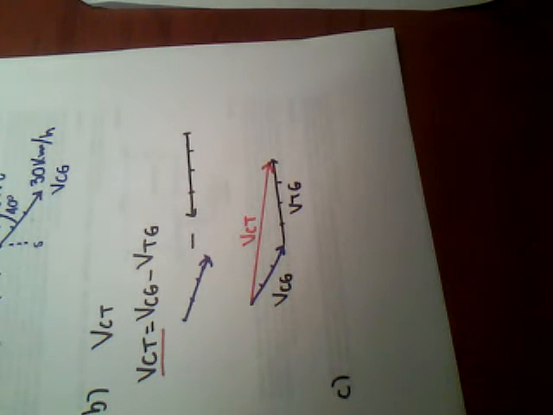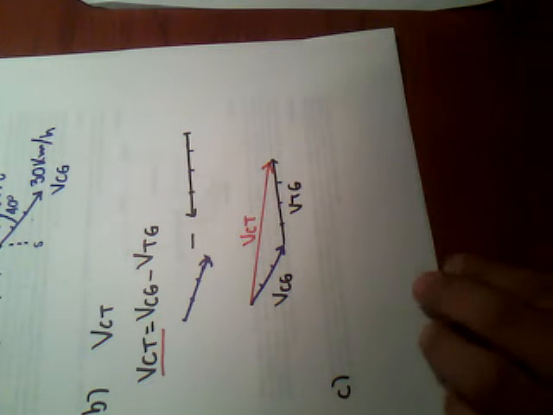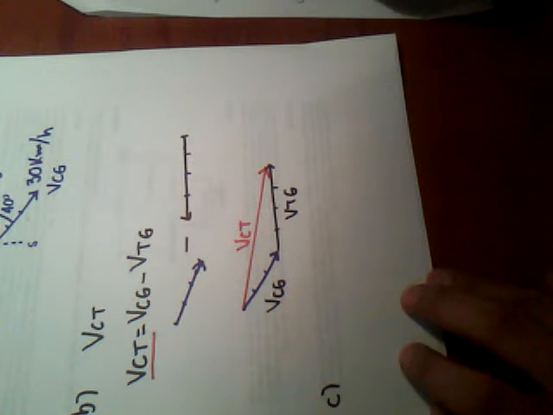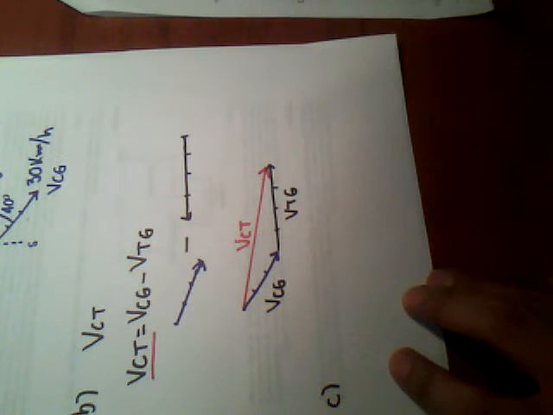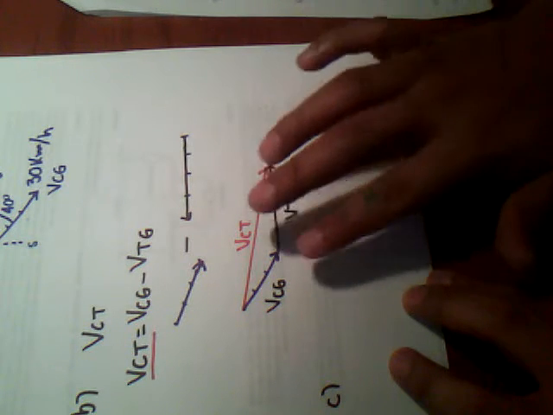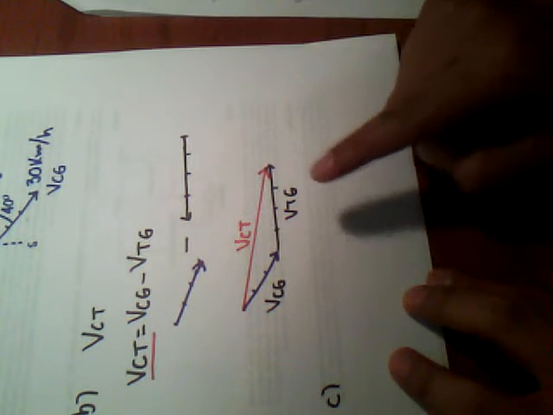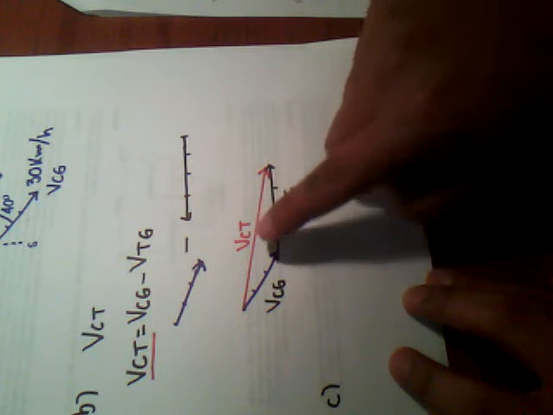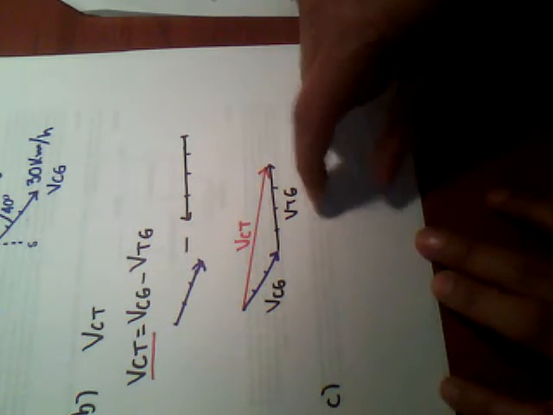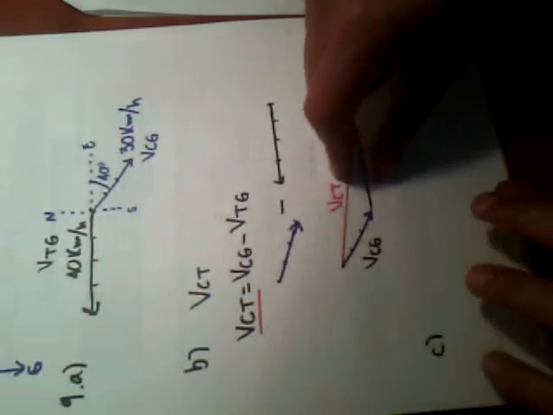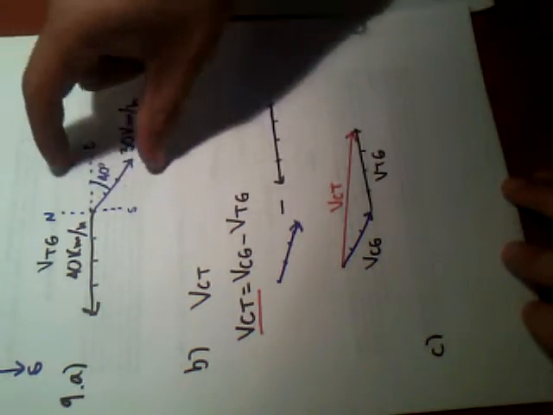Okay, and the last question is C9. It says measure from your diagram the magnitude and the direction of the velocity of the car relative to the truck. So obviously you cannot solve this if you didn't solve this one, and you can't solve this one if you didn't solve this one. They are very, very related.